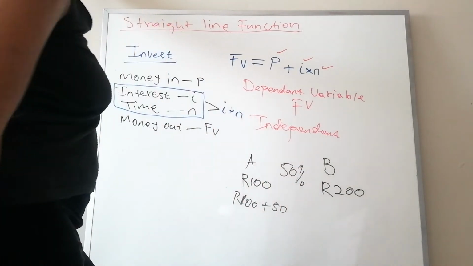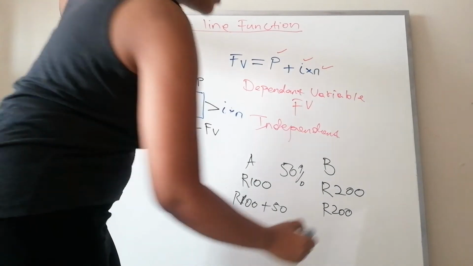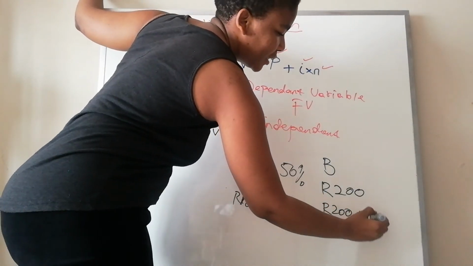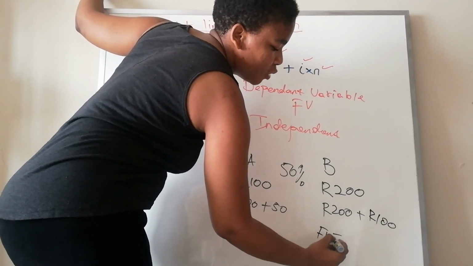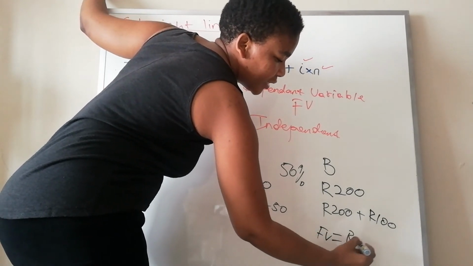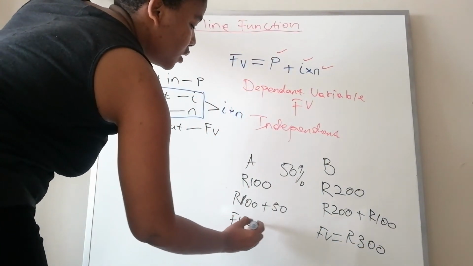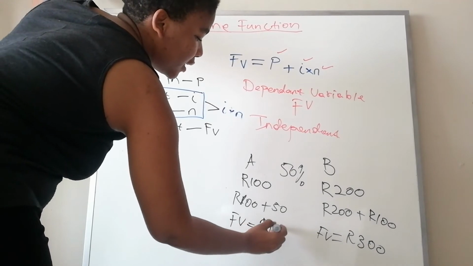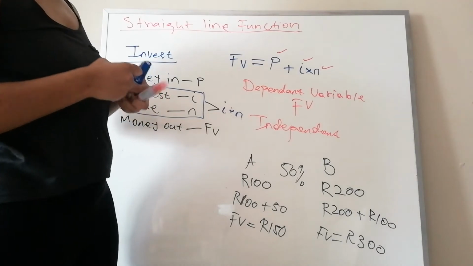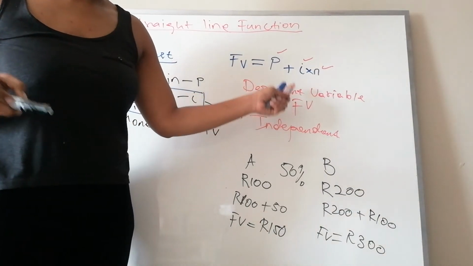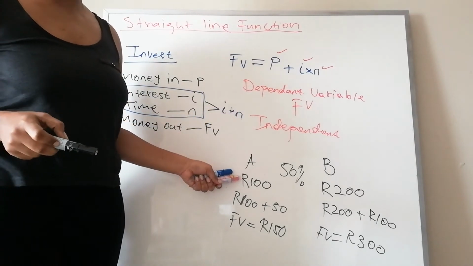This one is going to get their 200 rand plus their 50% interest, which is 100 rand. So their total amount of money, their future value, is 300 rand. And this one's future value is 150. So do you see that the amount of money that you get out of this whole thing is dependent on how much you put in?